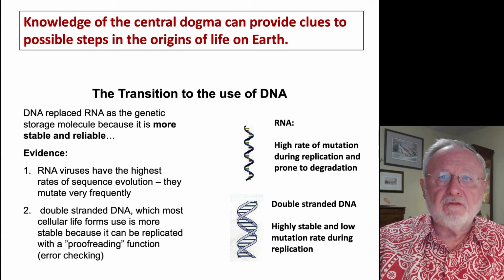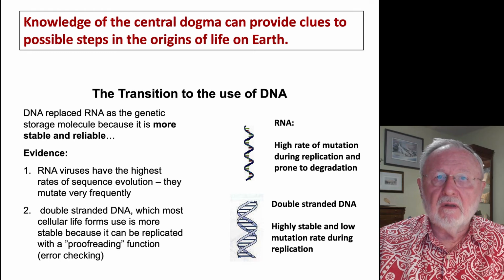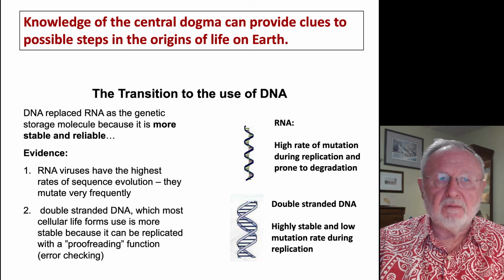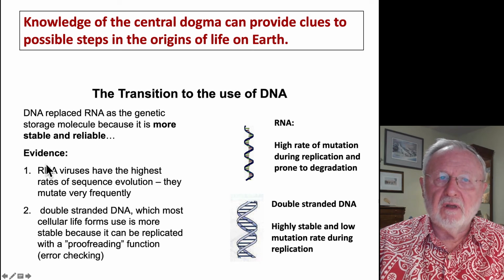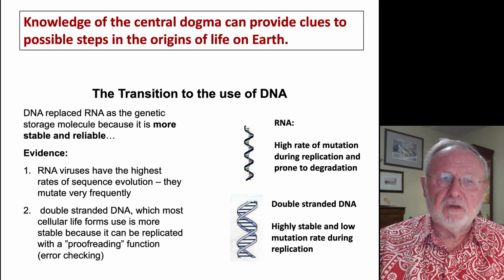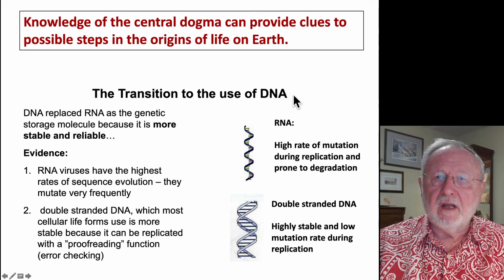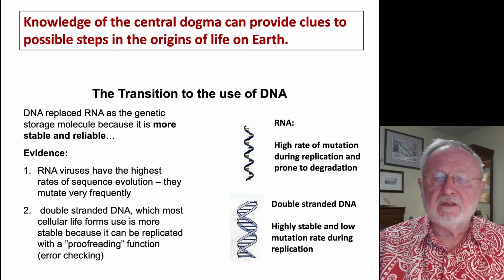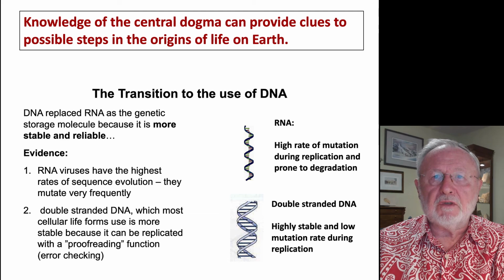It is thought that there was a transition from the RNA world to the DNA world. There are several reasons to believe that RNA is probably not the best mode to store information and for protein synthesis. First piece of evidence is that RNA viruses have very high rates of sequence evolution. That is, they mutate frequently. Second is that double-stranded DNA, which most cellular life forms use, is more stable because it can be replicated with a proofreading function. So RNA has high rates of mutation during replication, and it's prone to degradation. Double-stranded DNA overcomes this. So life forms which ended up using double-stranded DNA would be able to retain information and pass it on to the next generation with a higher degree of sequence fidelity.